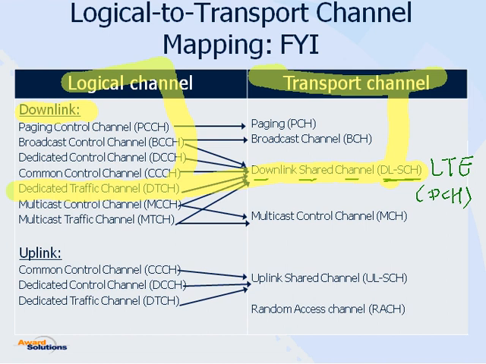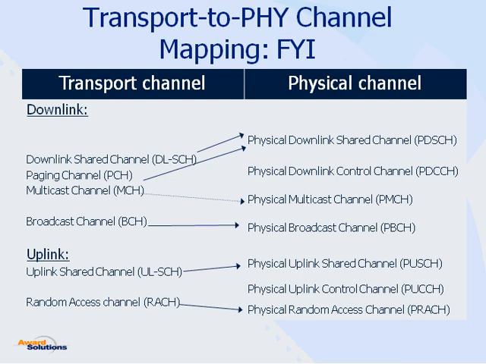But for LTE, we call it the downlink shared channel. Then this downlink shared channel will be mapped onto a physical channel called the physical downlink shared channel. So from the user's perspective, it will retrieve the information from the physical downlink shared channel. That's what goes over the air. So over there, what are we sending? The physical channel, the physical downlink shared channel. So we have those two tables so that you have the mapping between logical and transport, and transport and physical.